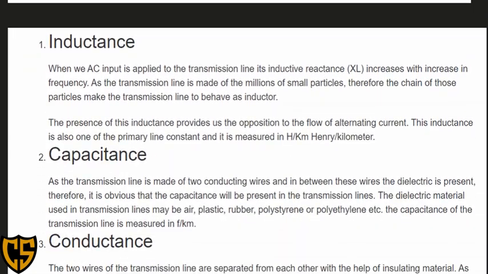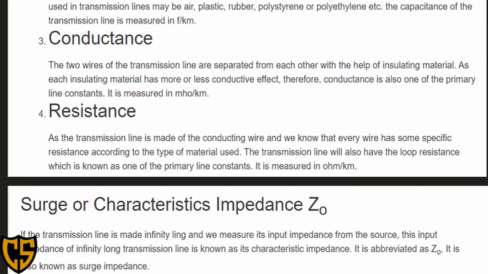So we have resistance. As the transmission line is made of conducting wire, and we know that every wire has some specific resistance according to the type of material used, the transmission line will also have loop resistance, which is known as one of the primary line constants. It is measured in ohm per kilometer. So we have wire resistance.